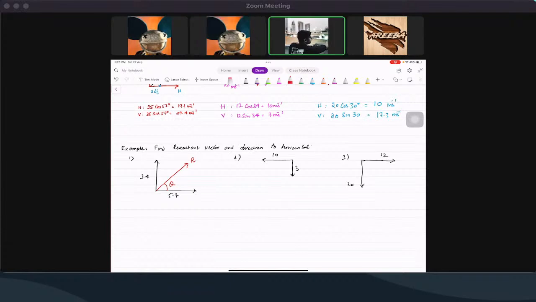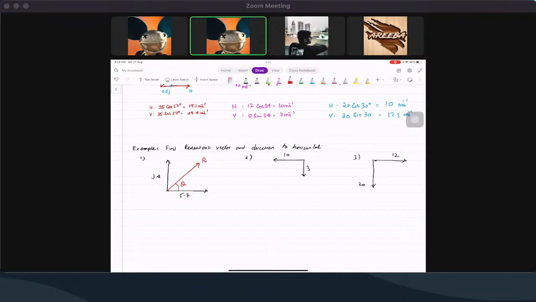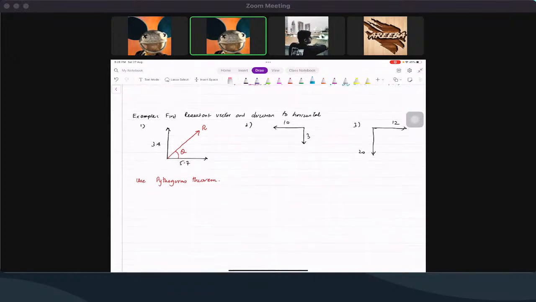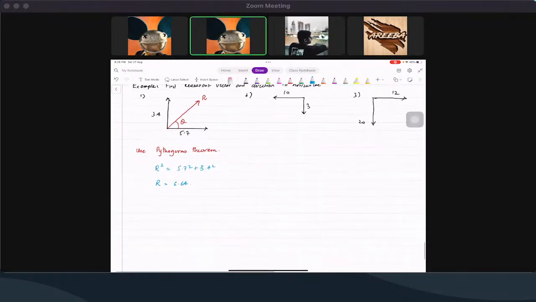Yes. So to do that, you're going to use Pythagoras. The Pythagoras theorem basically is r squared equals horizontal squared plus vertical squared, and then you can take the square root, so r would be equal to 6.64. Do you understand, both of you? Yes. Ariba? Yes, sir.